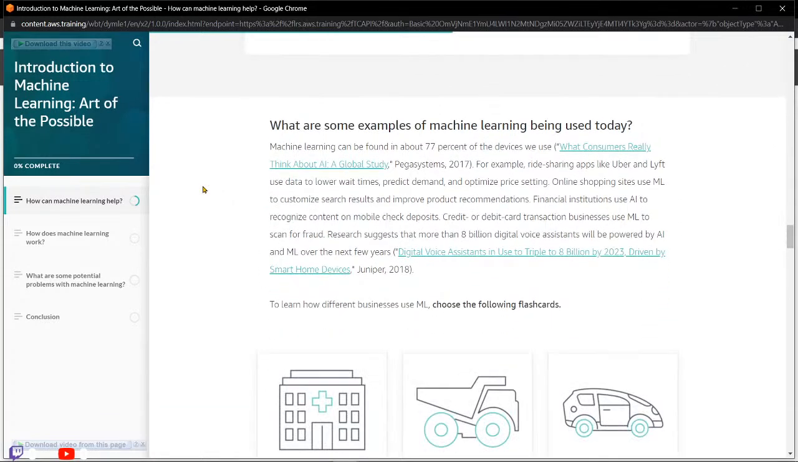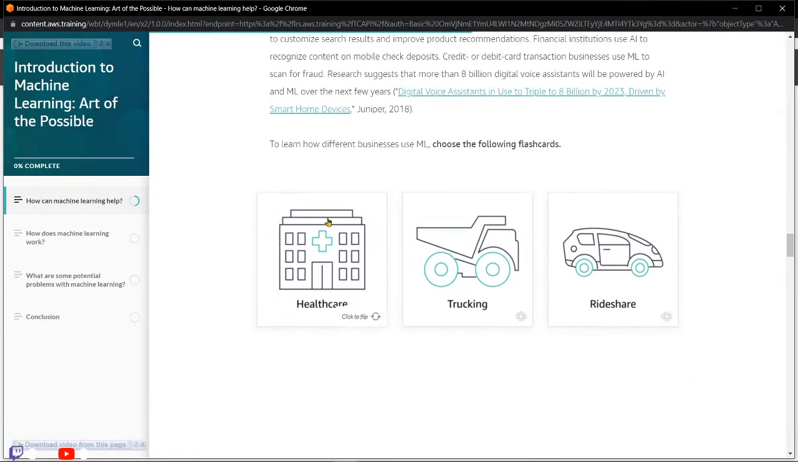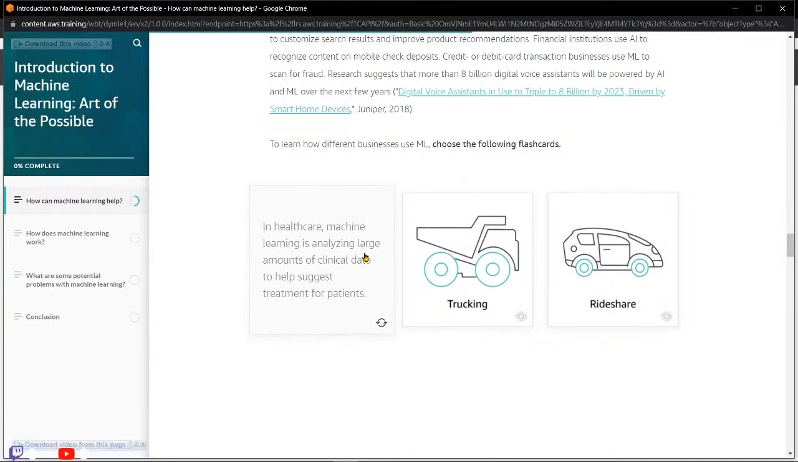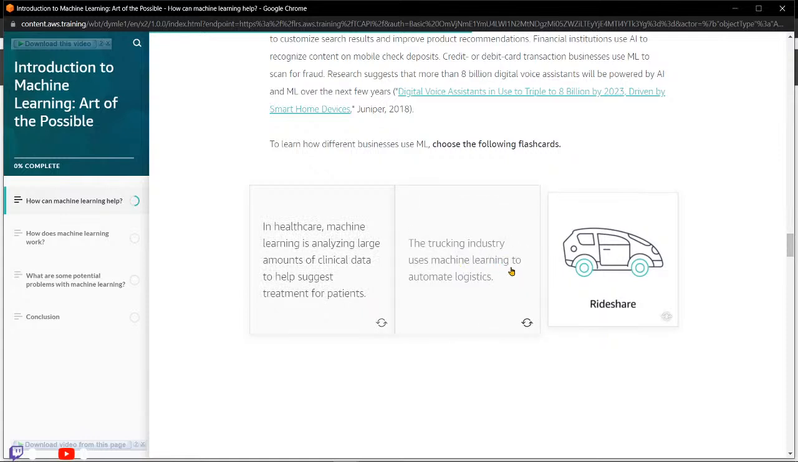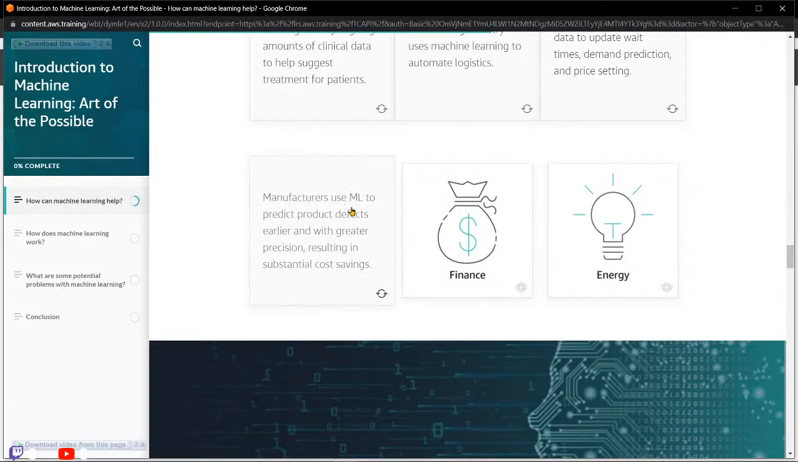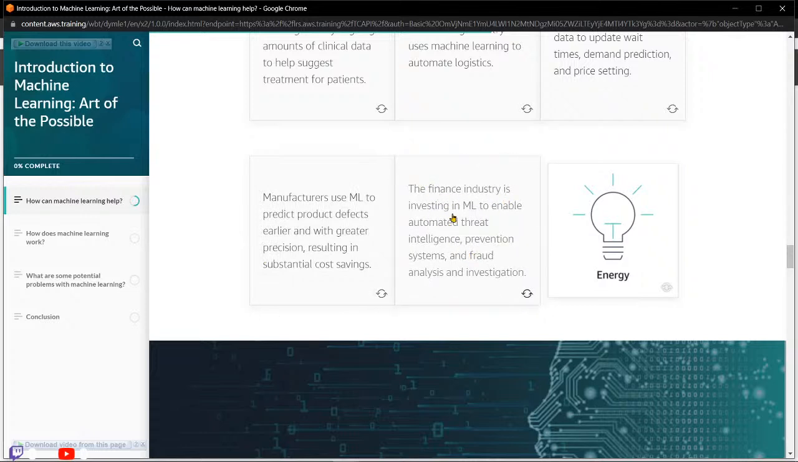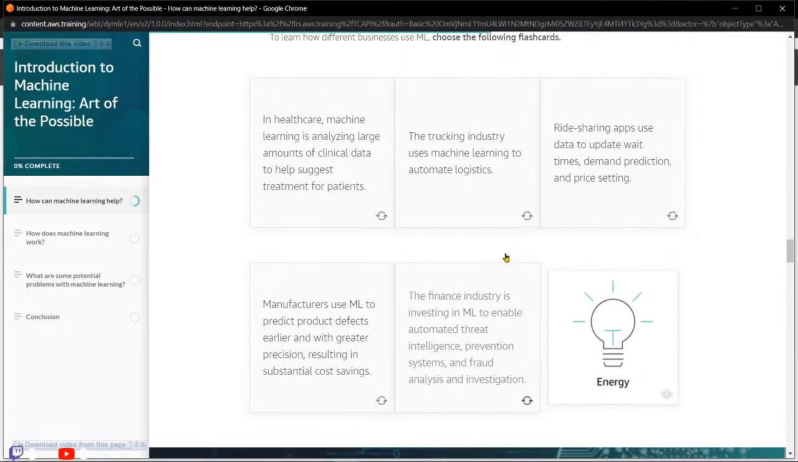What are some examples of machine learning being used? In healthcare, machine learning is analyzing large amounts of clinical data to help suggest treatment for patients. The trucking industry uses machine learning to automate logistics. Rideshare apps use data to update wait times, demand prediction, and price settings. Manufacturers use ML to predict product defects earlier and with greater precision, resulting in substantial cost savings. The finance industry is investigating ML to enable automated threat intelligence, and to prevent system breaches and fraud.